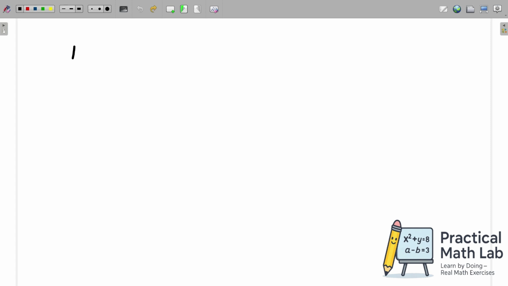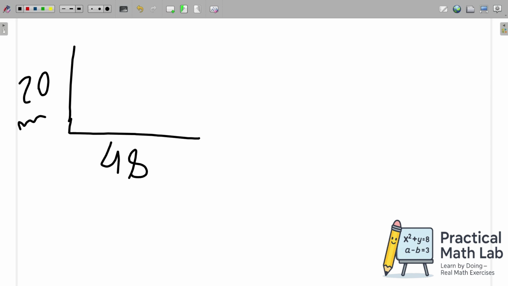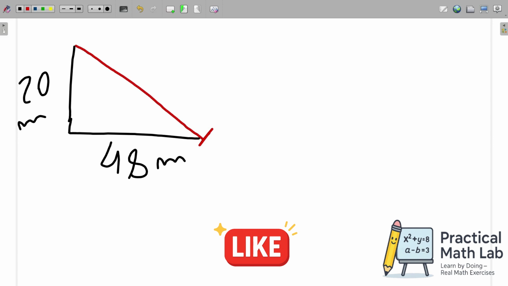Let's solve it here. The height is 20 meters, and it's 48 meters from the landing point, which is here. And the cable, which is what we don't know, is actually the hypotenuse. So, what is the required length of the cable?